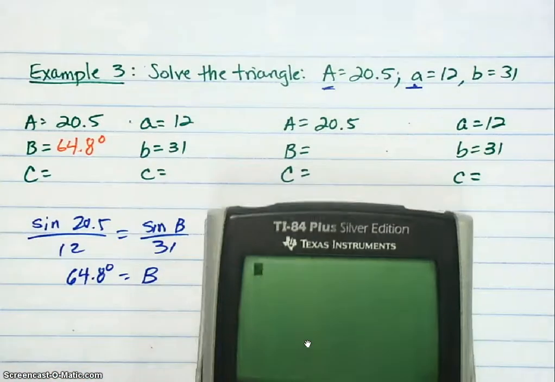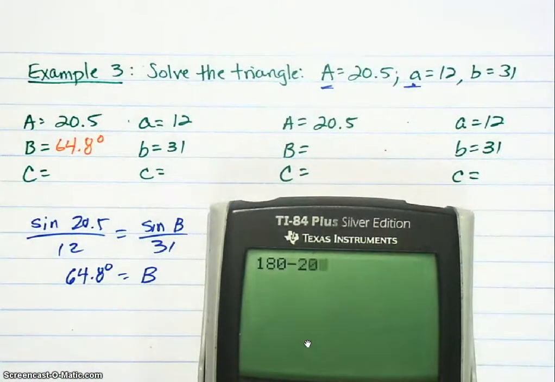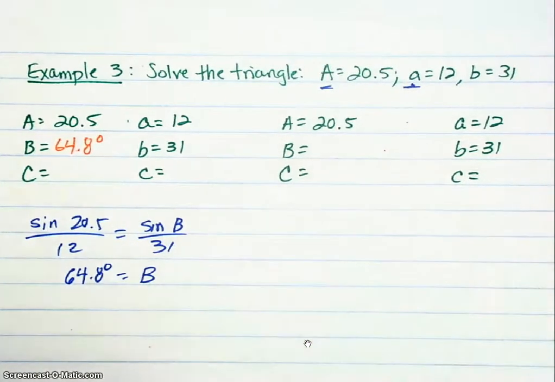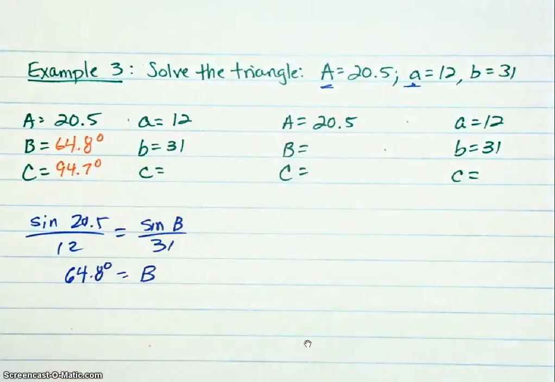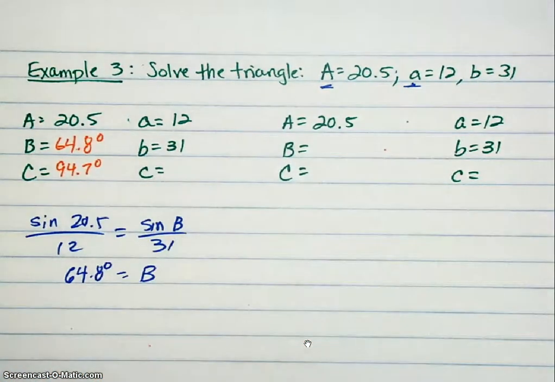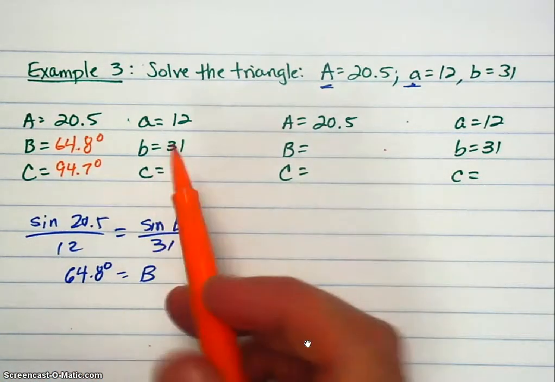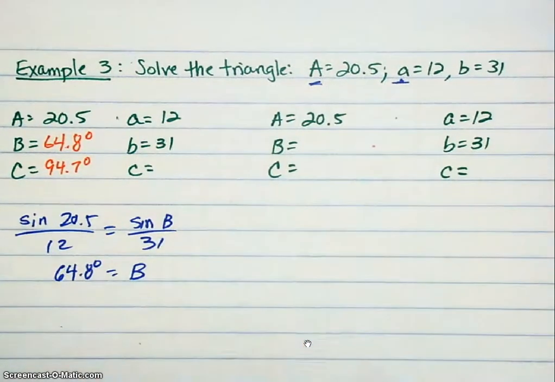I subtract that, 180 minus 20.5 minus 64.8. That gives me 94.7. And then I can go and solve for C, just like we've been doing. So I'm going to let you solve for C. What I want to make sure is that we know how to find the second triangle here.